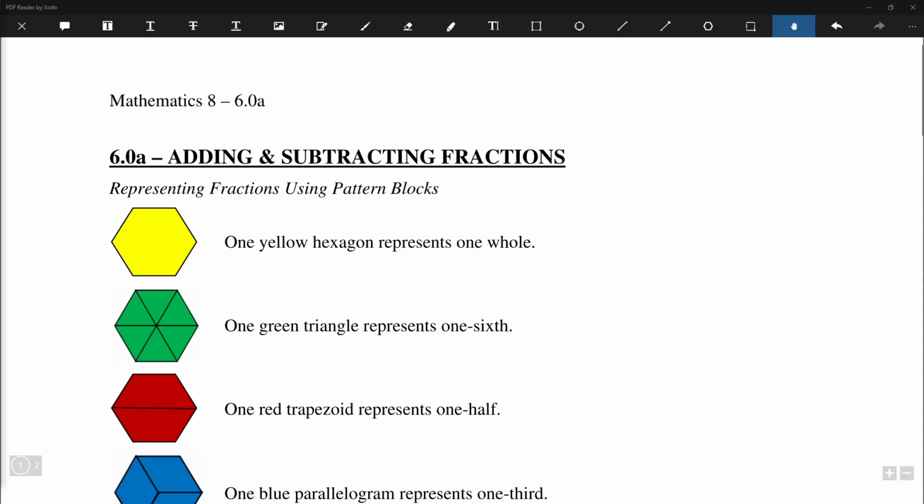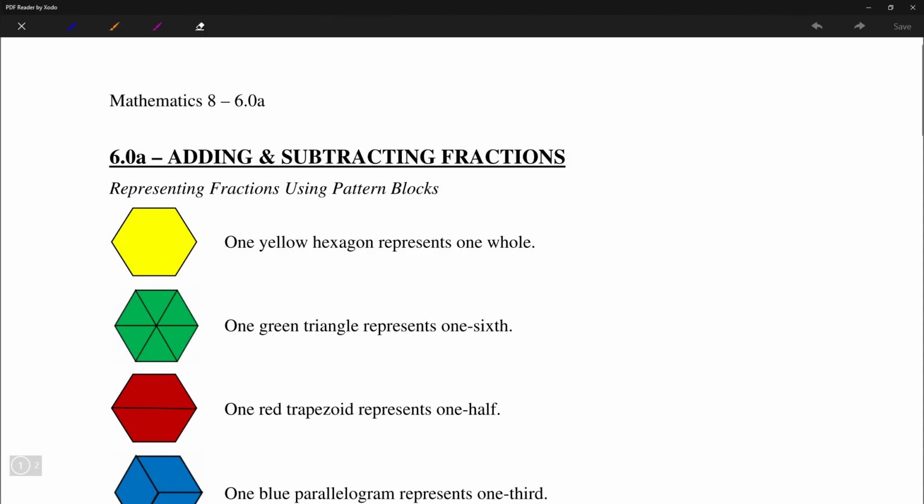Hello everyone. So today we're going to go over section 6.0a, adding and subtracting fractions. We'll begin by looking at pattern blocks, with which we'll learn to write fractions using common denominators.